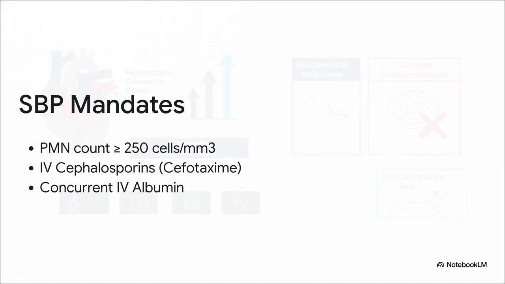Staying with cirrhotic ascites for a second, let's look at the infection threshold for spontaneous bacterial peritonitis. The non-negotiable diagnostic mandate is an ascitic fluid neutrophil count of 250 cells per cubic millimeter or greater. The exact second you hit that number, immediate empiric coverage is required. You're pushing IV cefotaxime for that enteric gram-negative coverage. But here is the critical, absolute must-do step. Albumin has to be administered concurrently, otherwise you are risking catastrophic hepatorenal syndrome.